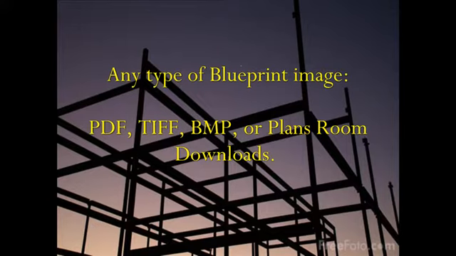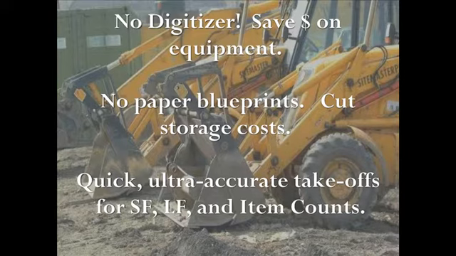Quick Measure on screen will help you take off any blueprint image in any digital file format, a PDF, a TIFF, bitmap, in whatever format the original blueprint was scanned. There is no digitizer equipment involved and no paper blueprints. You're simply using the mouse on your PC to click around the blueprint image on the screen to do your takeoffs for square footage, linear footage, and item counts.